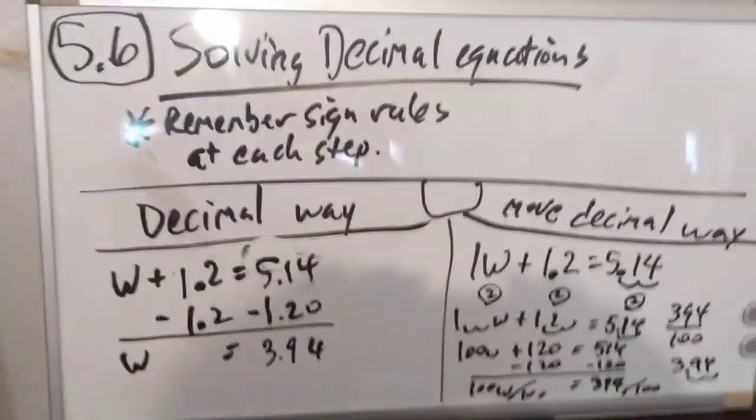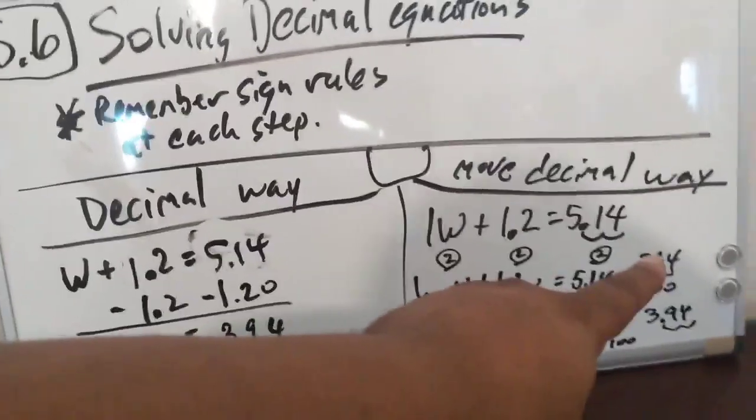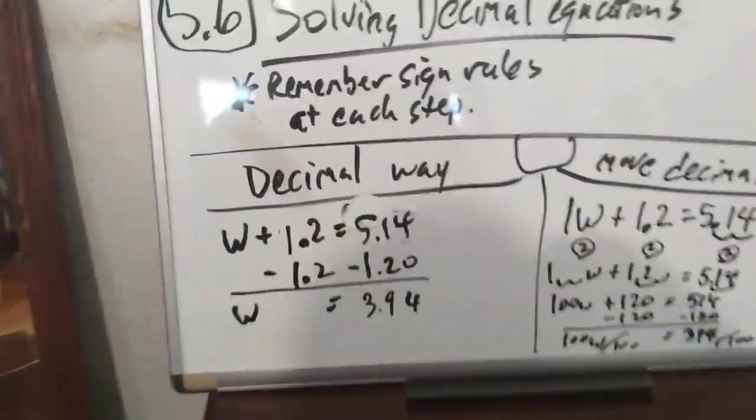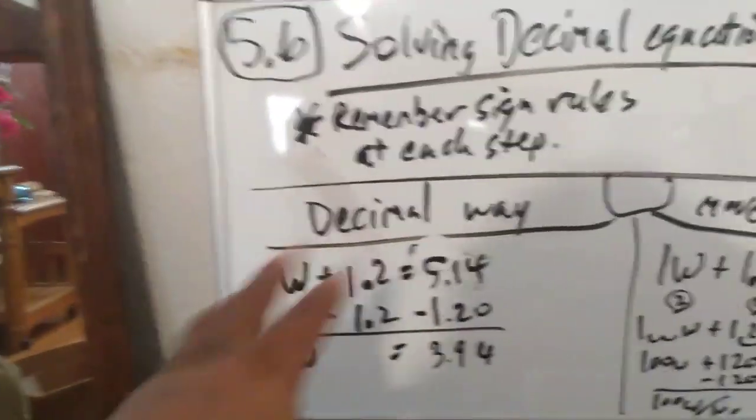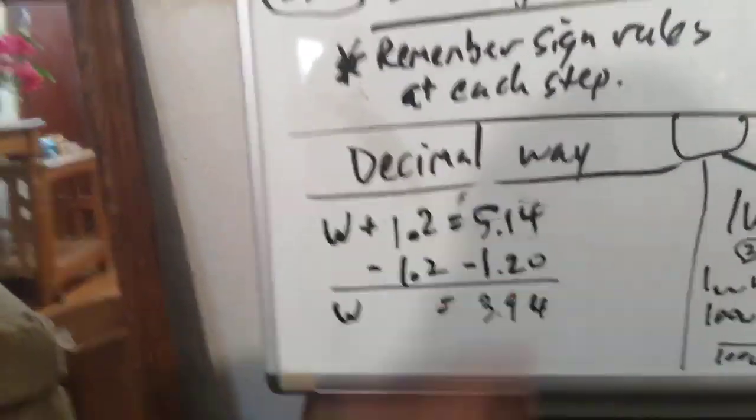Also, when you're solving decimals, there's something called the decimal way, and then there's the move-decimal way. You know what I'm saying? So you can do the problem just like it is, and remember your rules of decimals about lining up, right? So how would you do this? You would start off by what?